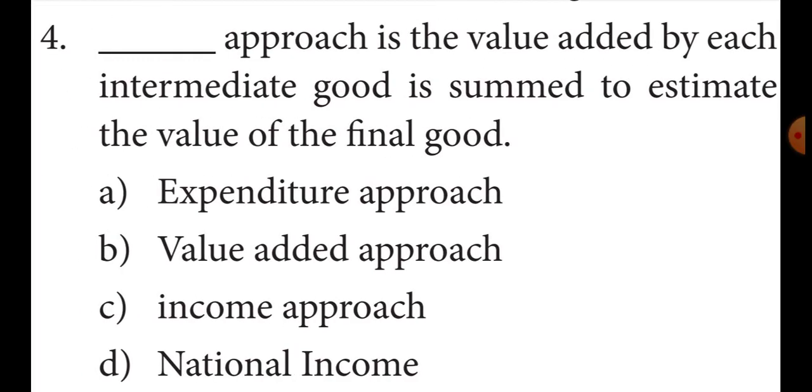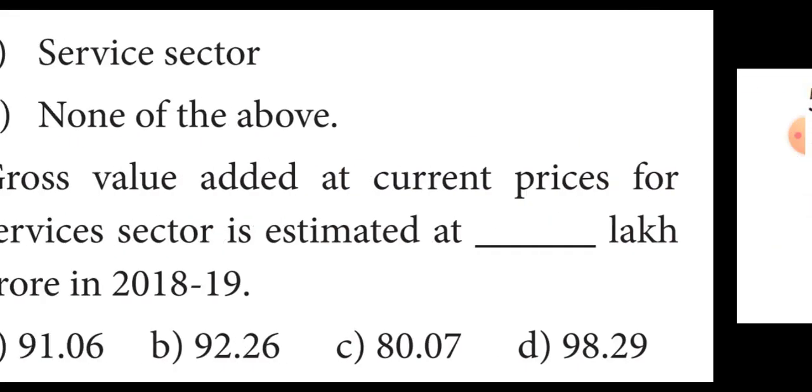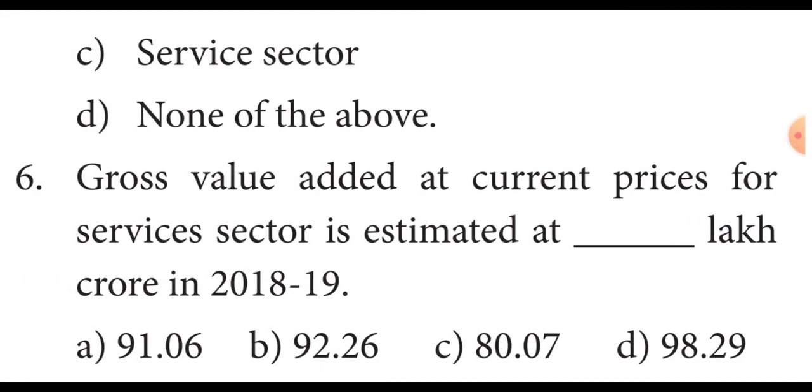Then the fourth question, dash approach is where the value added by each intermediate good is summed to estimate the value of the final goods. The answer is value added approach, B option. Next one, which sector has the highest employment in GDP? The answer is service sector, C option.